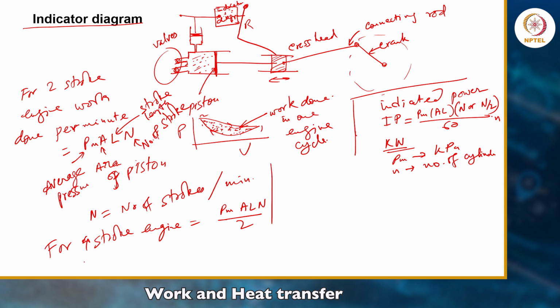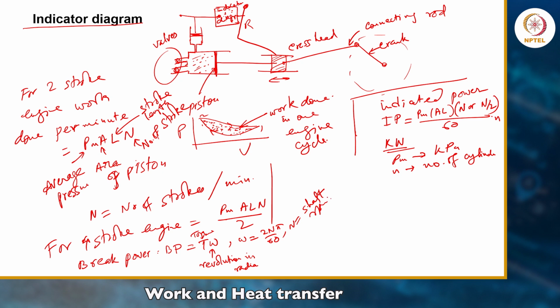Another term is brake power. Brake power BP equals torque into omega. Torque means shaft torque, how much torque is there and how much rotation, rotation meaning revolution in radians. T is torque, and omega equals 2 pi N by 60. Here N is the shaft rotation, N equals shaft RPM. I am using N for another purpose also, so please don't mix up. I can put some suffix so that it will be different.